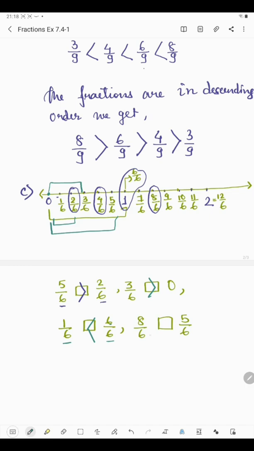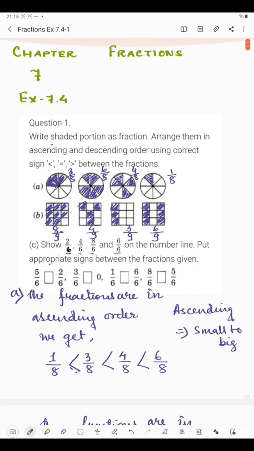Okay. Now in the next fraction we have 8 by 6 and 5 by 6. Now which one is greater, 8 or 5? It's 8. So since 8 is greater than 5, 8 by 6 is greater than 5 by 6. Okay, this way we will have to compare the numbers. If the denominator is the same, then we just compare the numerator. If the numerator is smaller, then the fraction will be smaller. If the numerator is greater, then the fraction will be greater. Okay, so this was all about question number 1.